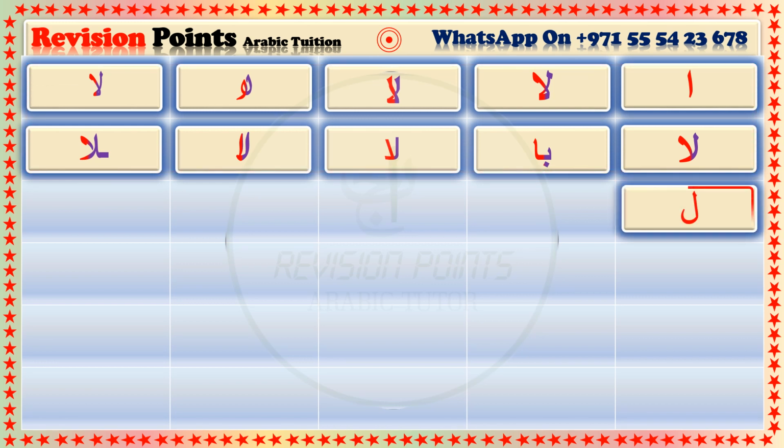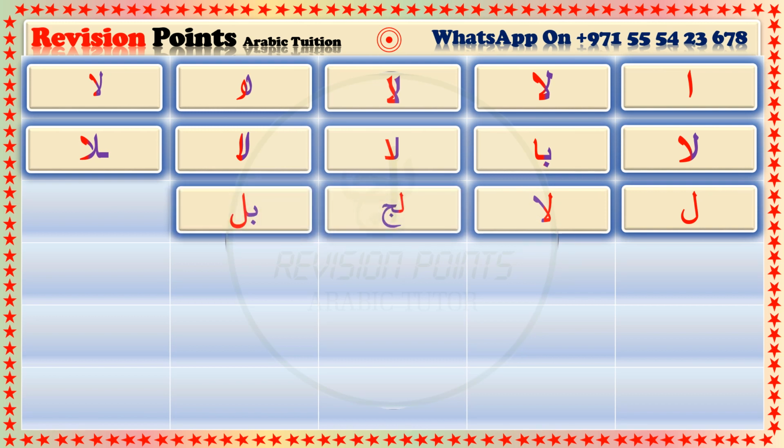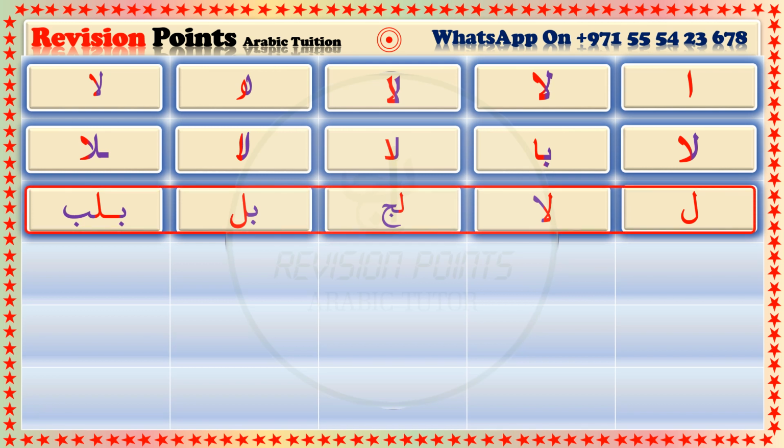Lam. Now we will learn the shapes of Lam. So now Lam is in red color. Lam Alif. Lam Jeem. Ba Lam. Ba Lam Ba. So here we learned the shapes of Lam in the starting, in the middle, and in the ending.